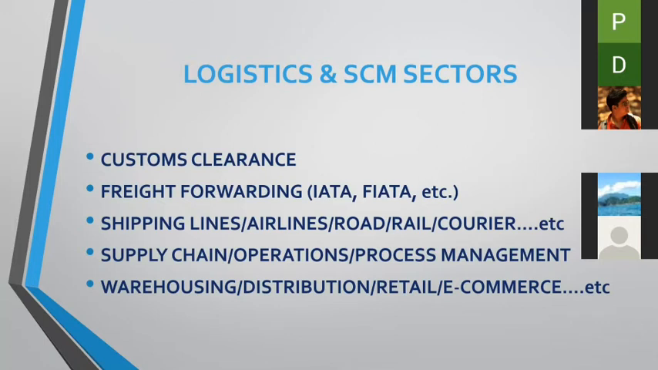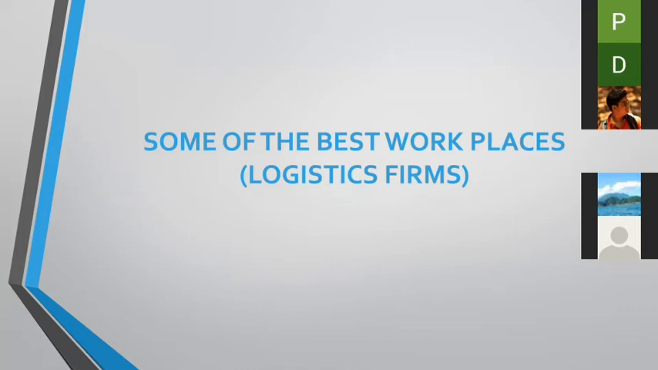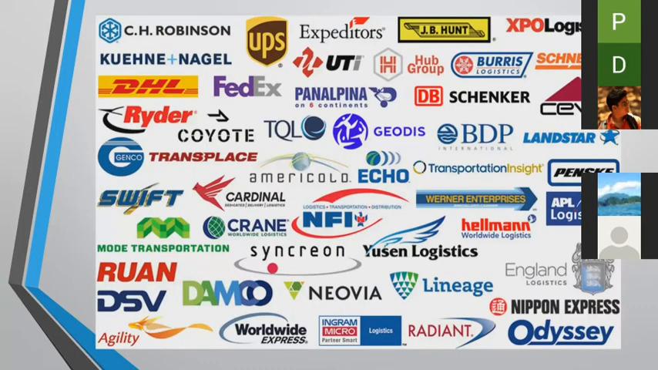Some of the best workplaces as far as logistics firms are concerned are, I have just put the logos here, but with the names I think most of you can correlate, you can understand what kind of companies we are referring to over here. So these are basically logistics companies who provide logistics services like transportation, warehousing, and different other things, custom broking, shipping, air freight. All those services are being provided over here by these organizations.